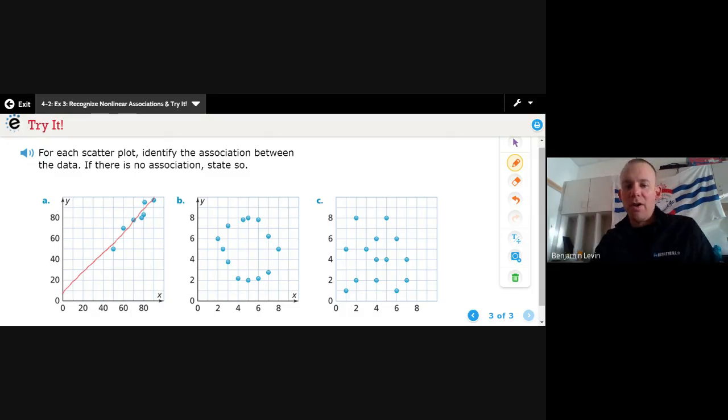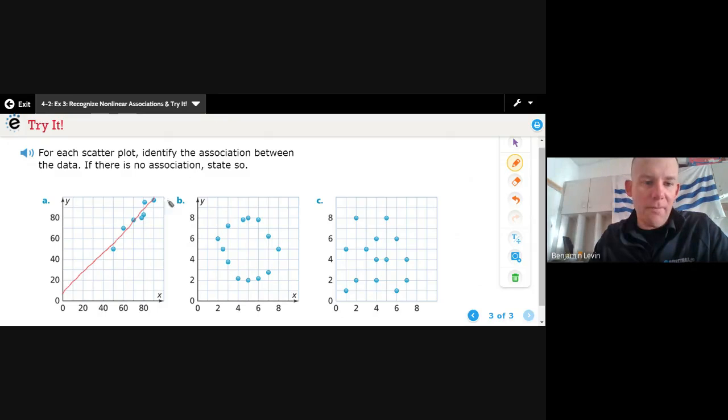So you see here that this is a positive, right? Because it's going up from left to right. And it's also linear. It's a positive linear association. So we could write, I'm just going to abbreviate, positive linear association.